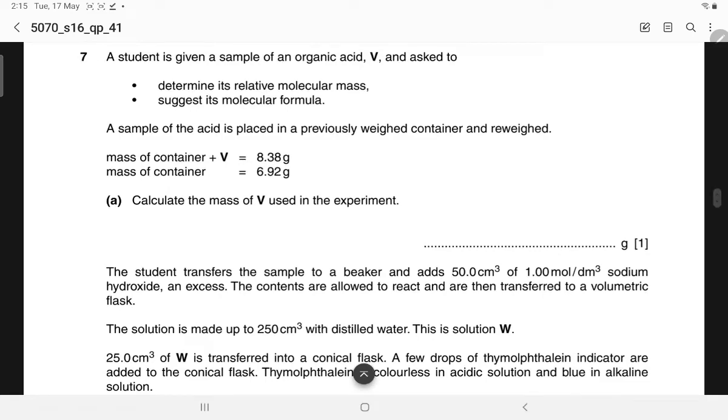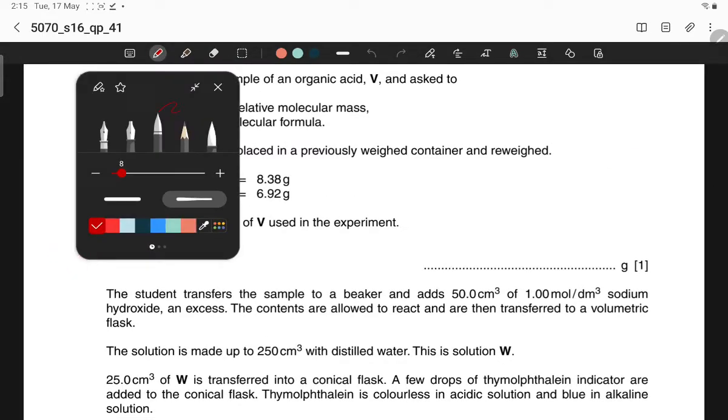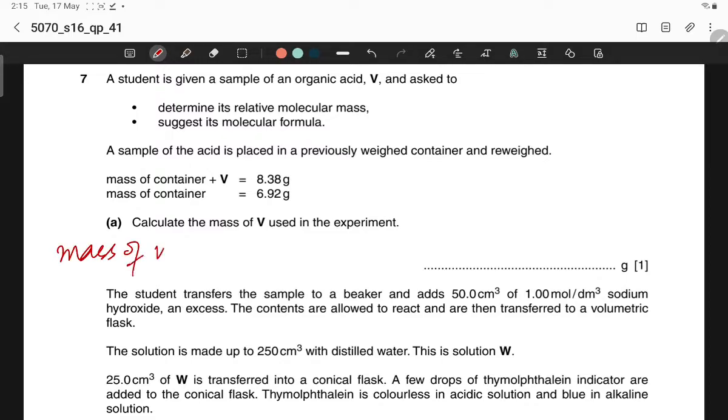The mass of V is equal to 8.38 minus 6.92. So this is equal to 1.46.